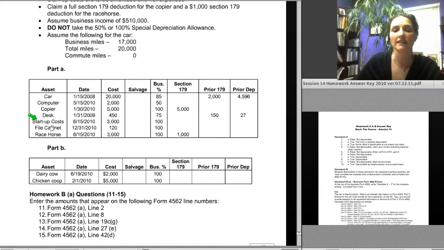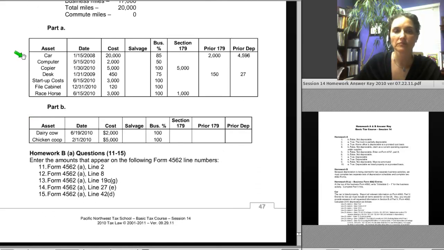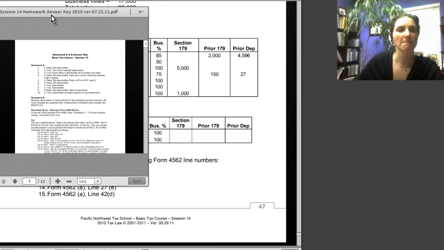Let's take a look at the assets that we're depreciating. We have a car, computer, copier, desk, startup costs, file cabinet, and racehorse to be used in business activity number 1. And then in business activity number 2, which is obviously a farming business, we have a dairy cow and a chicken coop. And we want you to depreciate those correctly for each of these situations. So let's take a look at the answer key for this assignment.